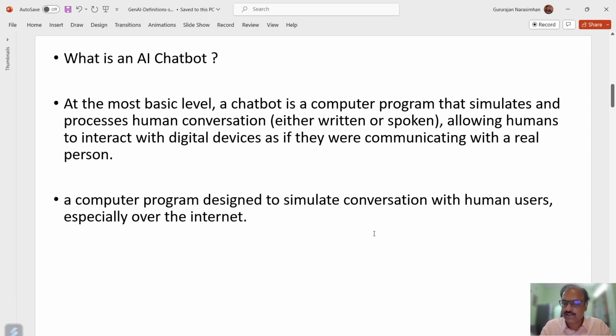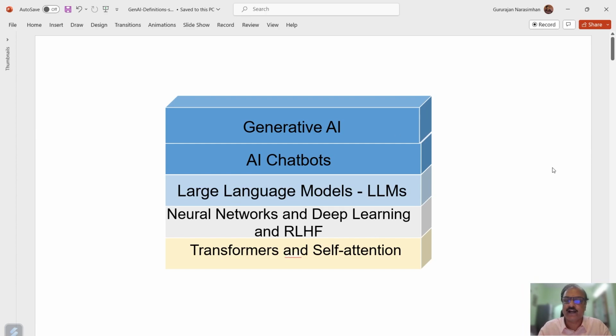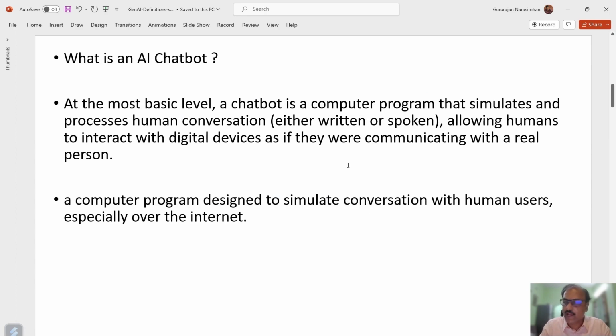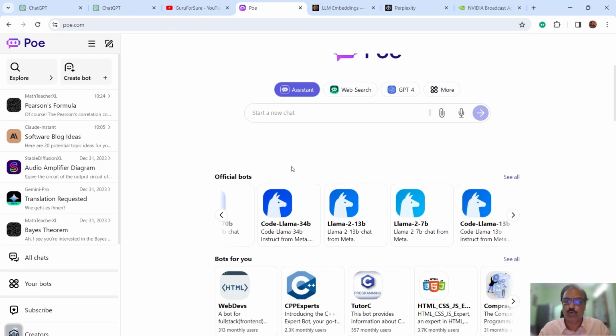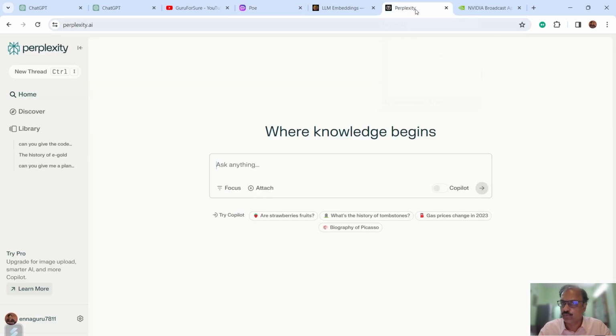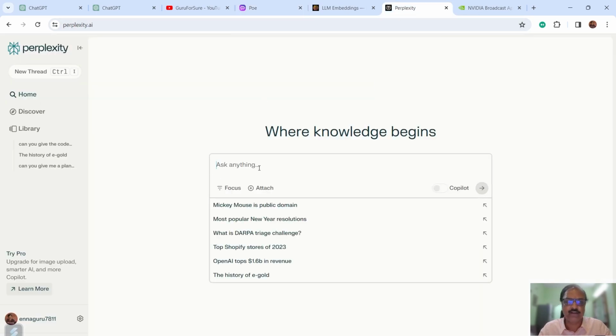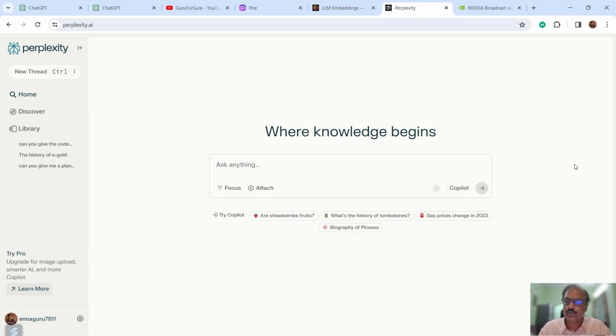The other thing that's being talked about now is the idea of AI chatbots. There are a lot of chatbots available today, and the most popular of them is ChatGPT. The other one is the chatbot Poe, which is from Quora. The other one, which is also free, is Perplexity AI. So these ones are available for free. All of them are AI chatbots.